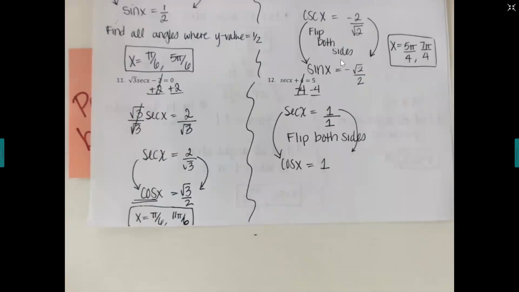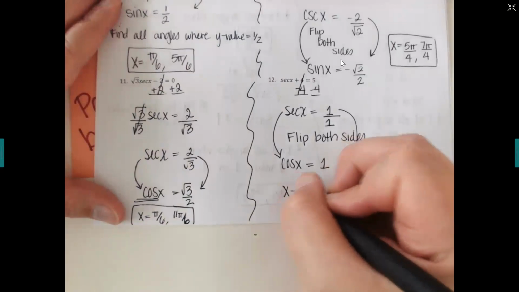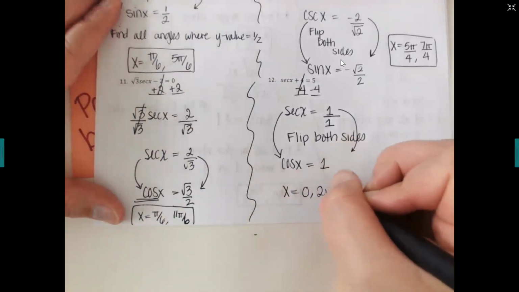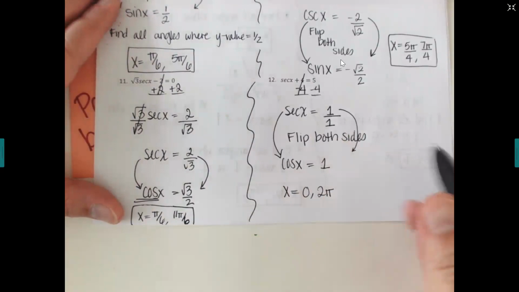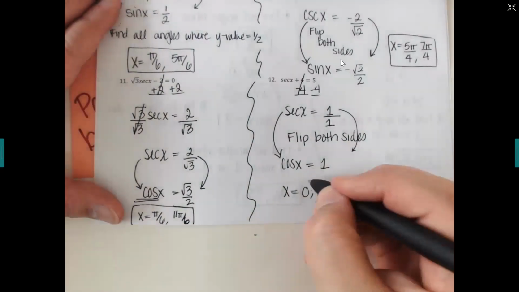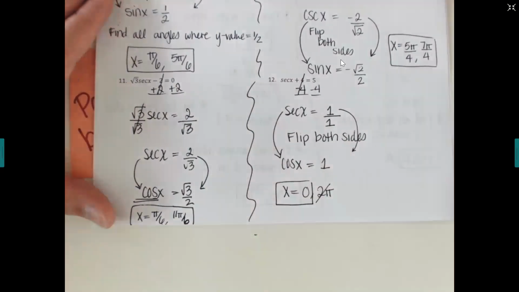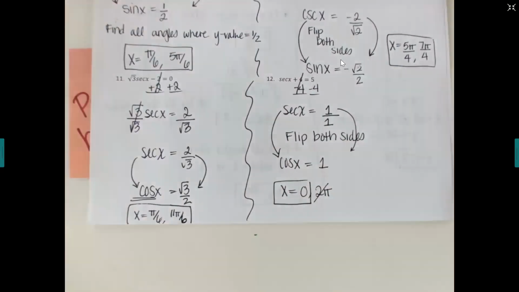There are 2 places. 0 and 2 pi, but for your homework, which one will you not include as an answer? 2 pi, even though it does solve it, you're not gonna put it in for Delta Math. Just because they didn't want you to have that many answers.